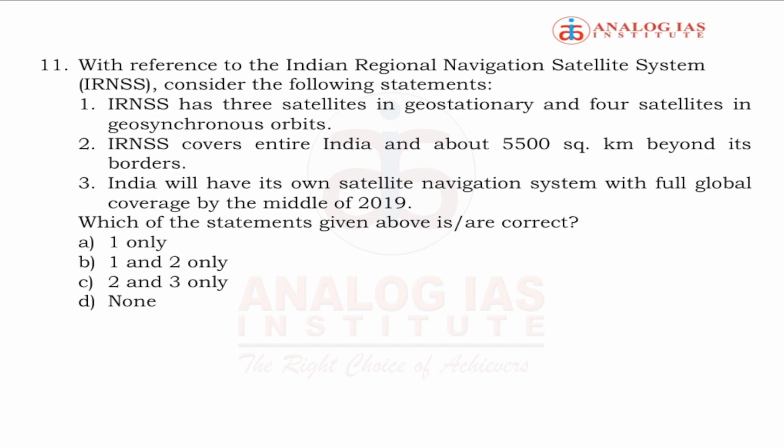We have in total 7 satellites orbiting around the earth, providing regional navigation services for Indian territory. Statement number 2 says the Indian Regional Navigation Satellite System covers the entire India, of course, and about 5,500 square kilometers beyond its borders. It is inappropriate, as the fact says it is only 1,500 square kilometers.